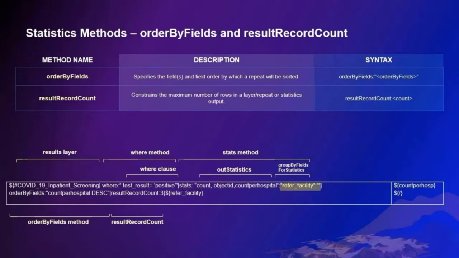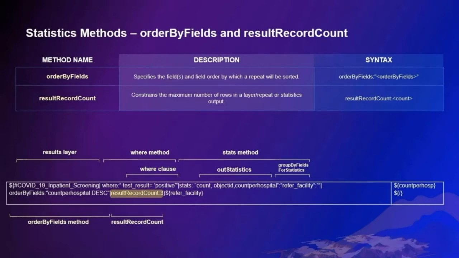The group by parameter is set to the referring facility field, so each statistic value will be grouped by the hospital name. The order by fields is set to count per hospital, so the hospitals will be listed in the table by case count in descending order. And finally, the result record count is set to 3, so regardless of how many hospitals are listed in the survey results layer, only the 3 with the highest case counts will be shown.